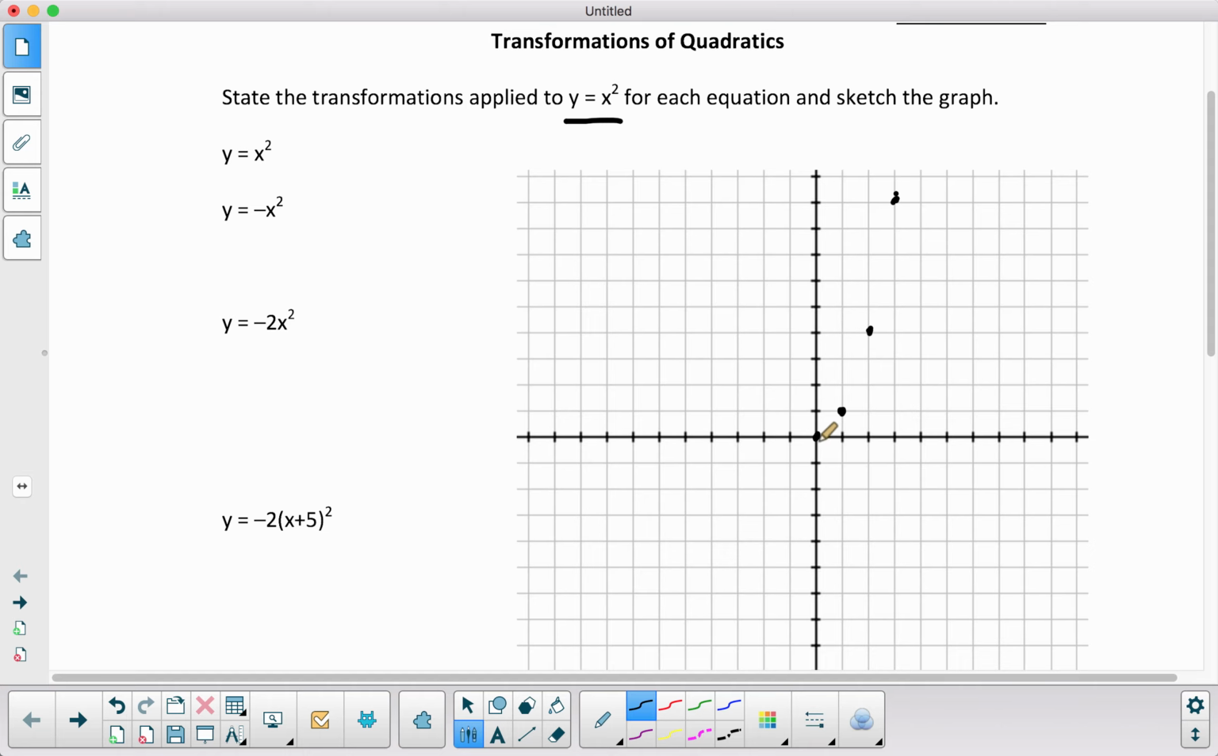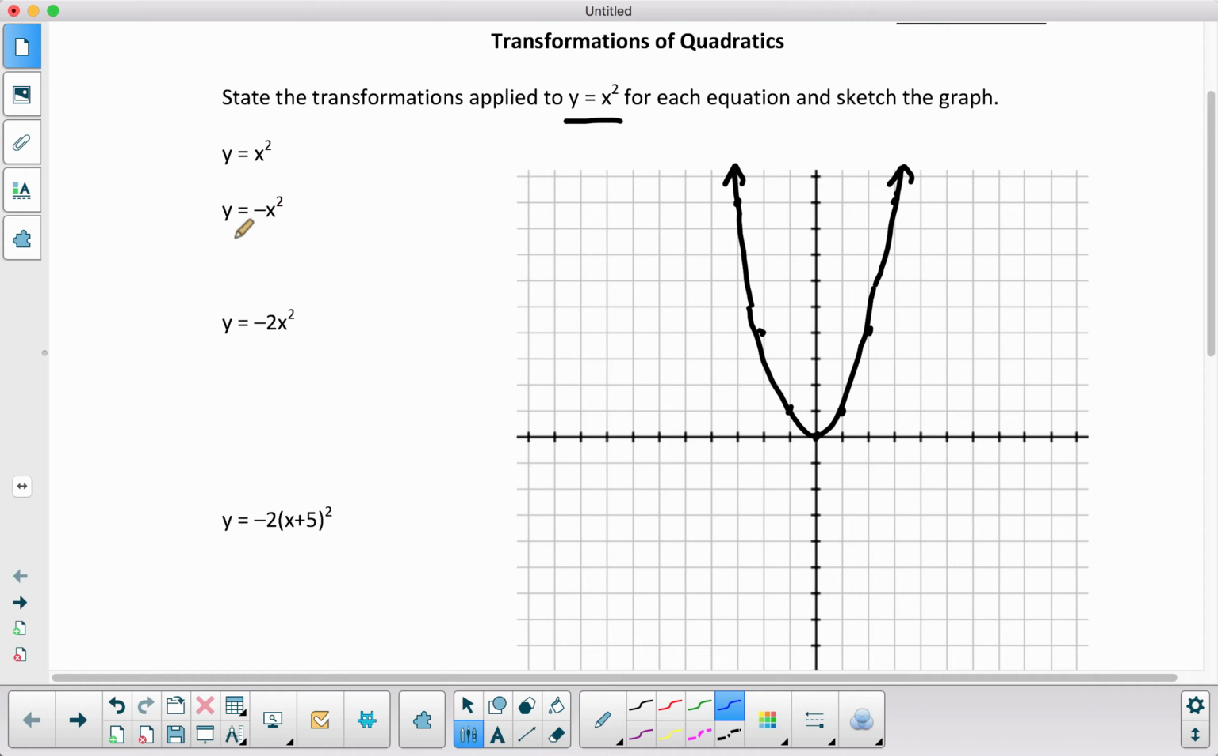And the nice thing about parabolas is that they're symmetrical, so we can just mirror these points on the other side of the y-axis, and then we draw a nice smooth curve. I'll do my best here. There we go. So that's y equals x squared. That's our starting point. All right, next, let's add a negative in front of the x squared.